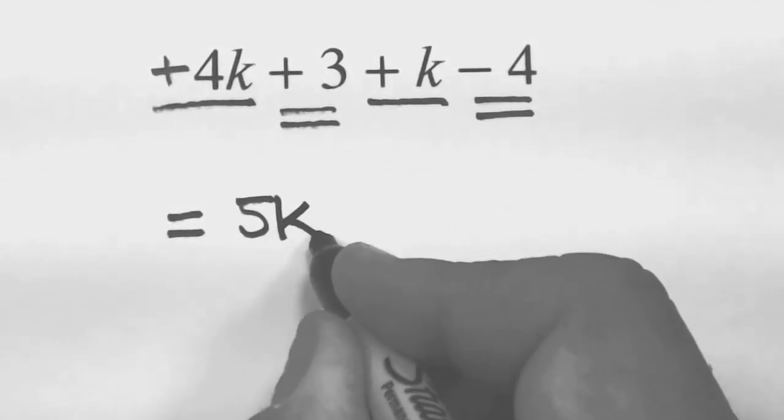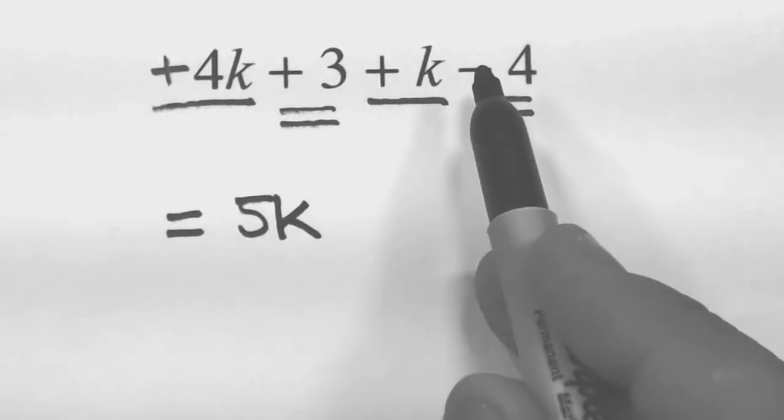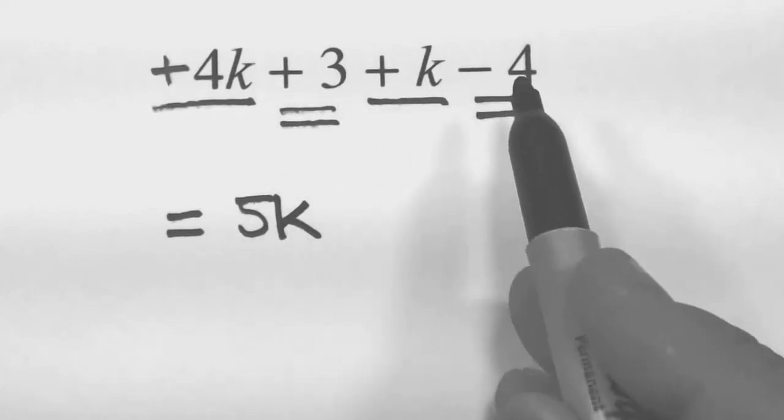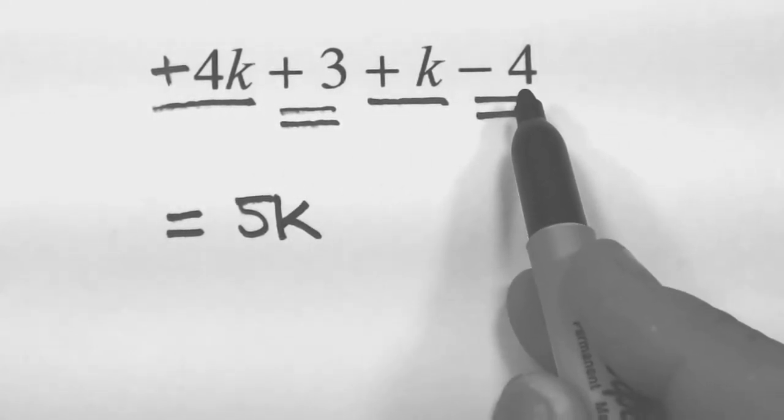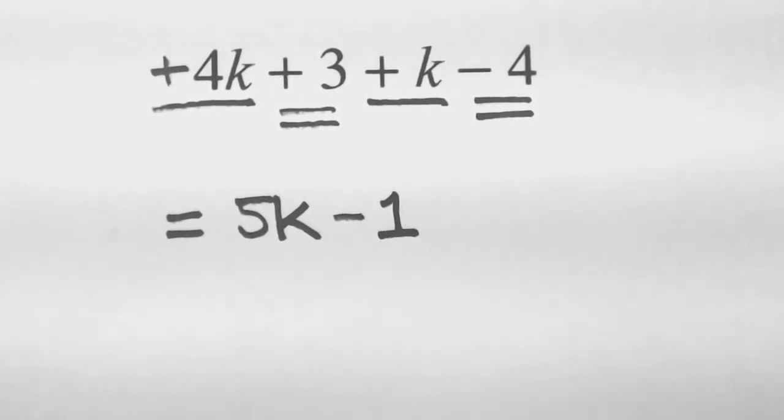And once again, you could leave the plus sign off if you want. And then we combine the plain numbers. Positive part is 3. Negative part is 4. Negative wins by 1. So negative 1.